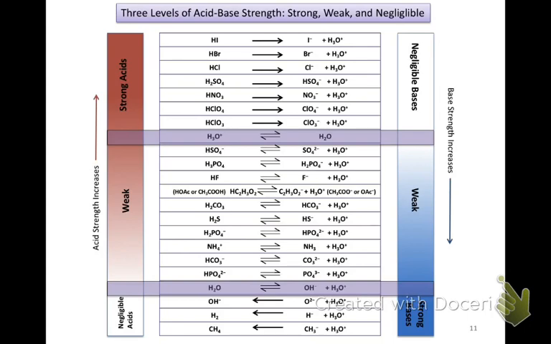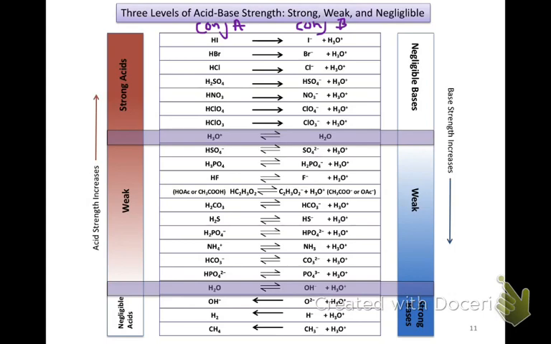This is a table of a whole bunch of acids and bases. On the left you have your conjugate acid and an arrow. Over here you've got your conjugate base plus water, hydronium ion. So the acid has lost its proton, formed a conjugate base, and it gave its proton to the water to form that hydronium ion.